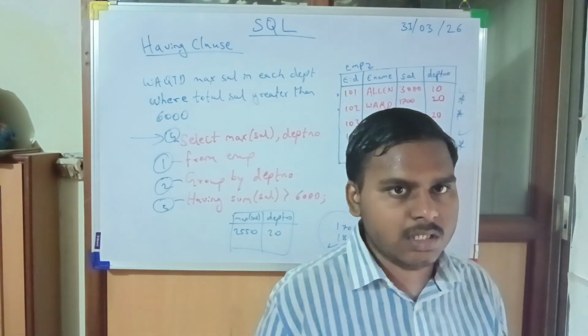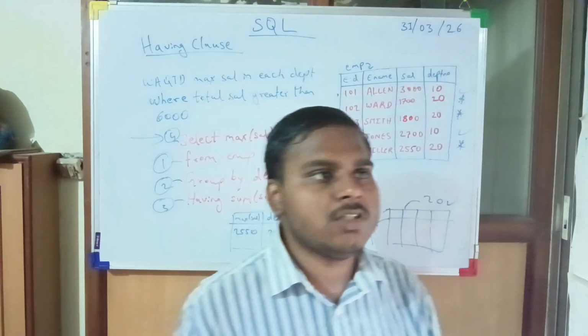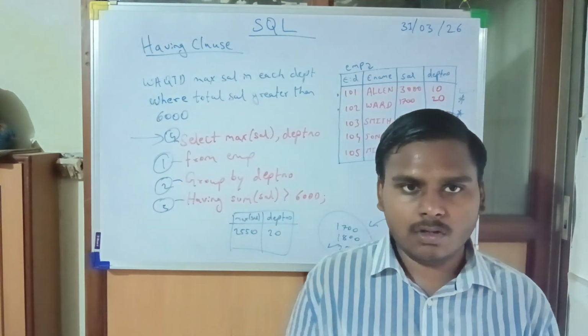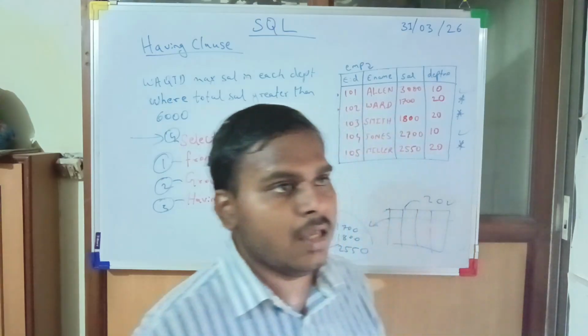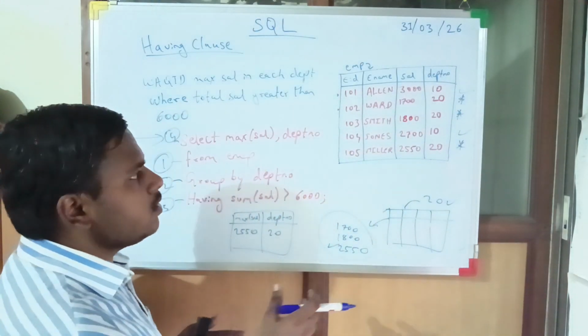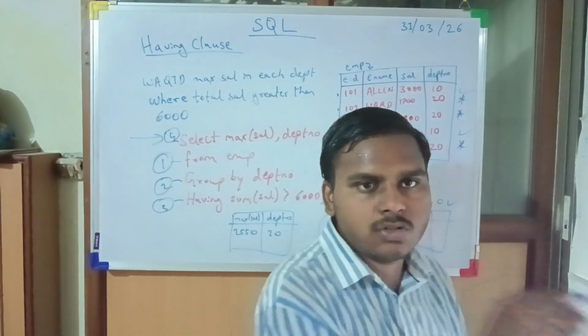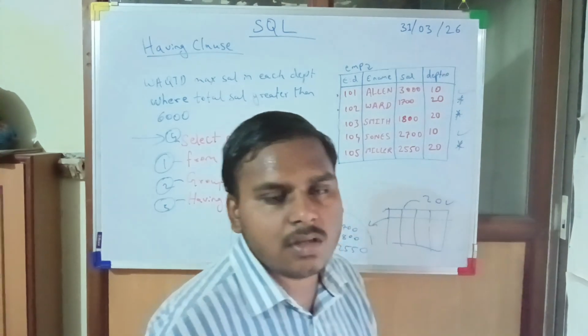Because sometimes in a question, we are unable to understand which clause to use. Sometimes confusion is there whether to use the where clause or the having clause. So at that moment you have to think how it's working. The where clause executes row by row. The group by clause executes group by group.